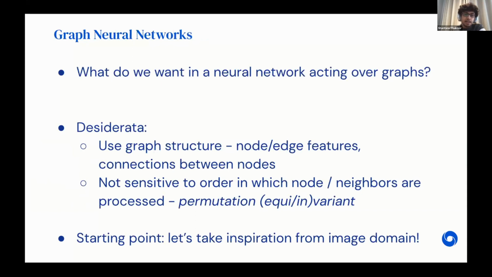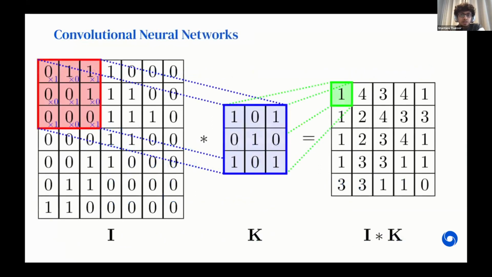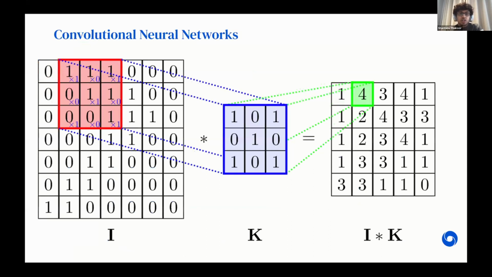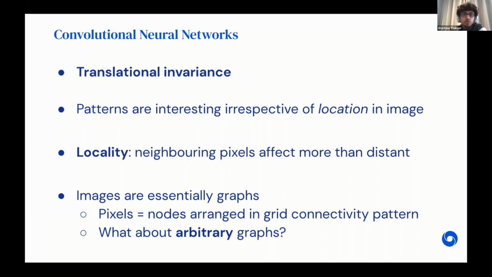So as a starting point, let's again take some inspiration from the images domain. So we all are familiar with convolutional neural networks. The basic unit of computation in this is this kernel, which is a fixed kernel which slices across the image to produce representations of different patches along the image, as we can see here. And we know one nice property of this is that these encode certain inductive biases like translational invariance, which means that the output is mostly unchanged by the objects in the image shifting slight amounts. And patterns are interesting, no matter where they occur in the image.